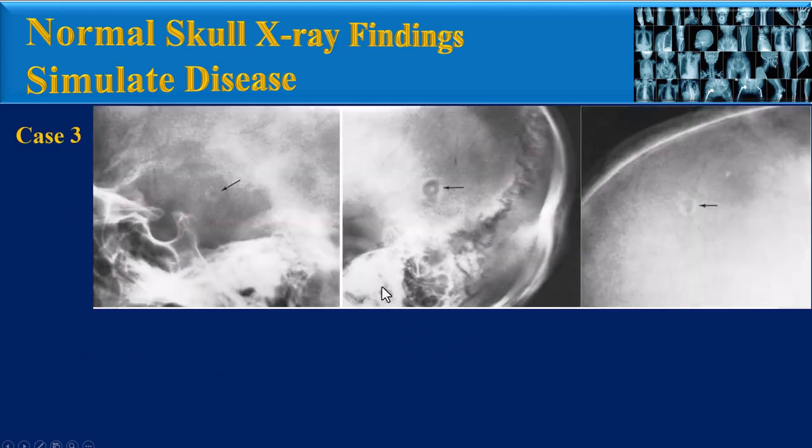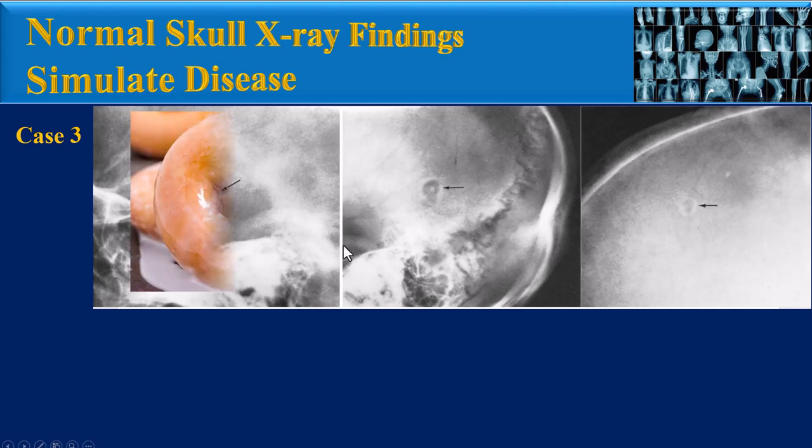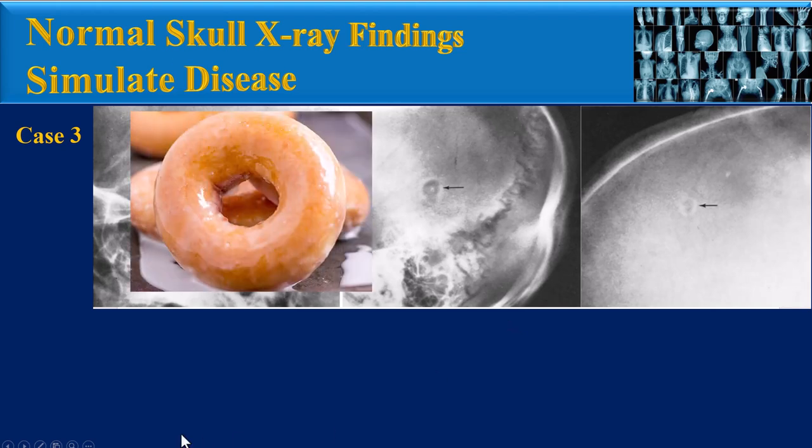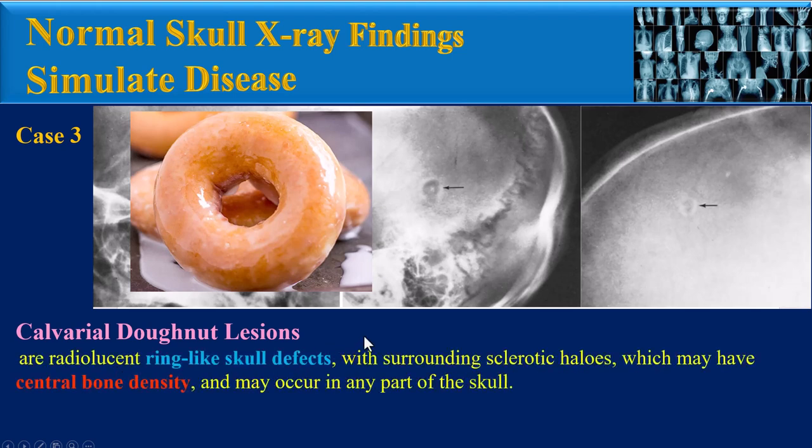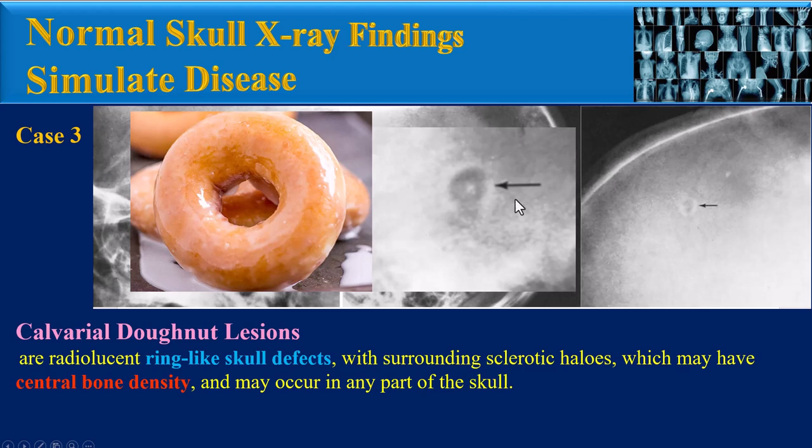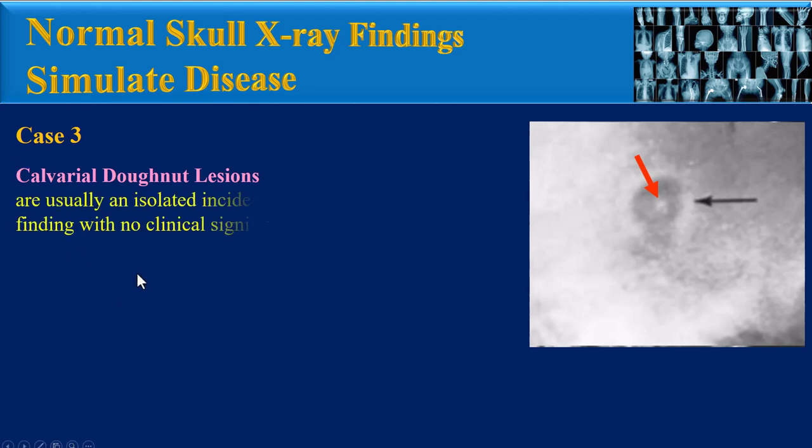Case 3. In all of these images, we can see a small, well-defined area of radiolucency surrounded by sclerotic bone, similar to a donut. These lesions, known as Calvarial Doughnut Lesions, are radiolucent ring-like skull defects with surrounding sclerotic halos which may have a central bone density and may occur in any part of the skull. Calvarial Doughnut lesions are usually an isolated incidental asymptomatic finding with no clinical significance.